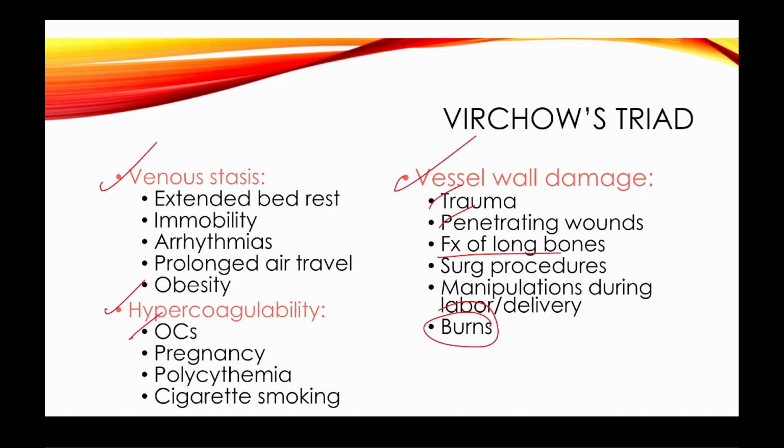But I could put on there hypercoagulability, I could put vessel wall damage, which are correct as far as leading to a DVT to form, but the question I asked you was about bed rest. And because I asked about bed rest, the answer is venous stasis. Makes sense how what I'm asking for, what's the best answer for the question that I'm given.